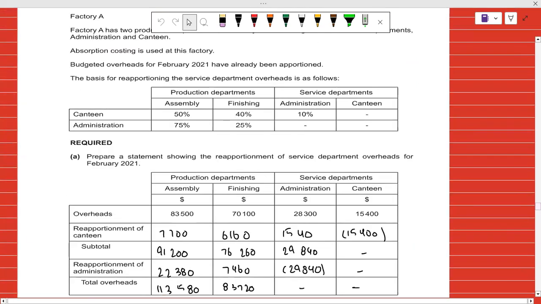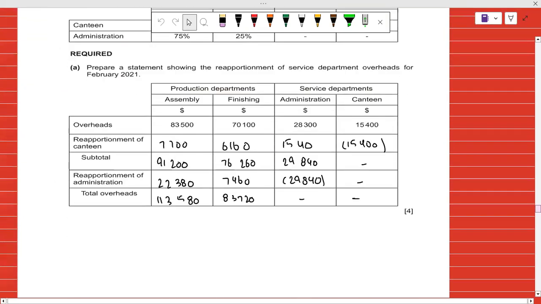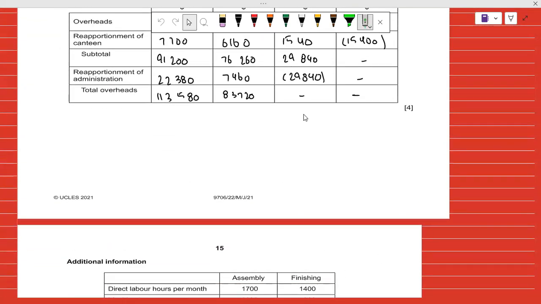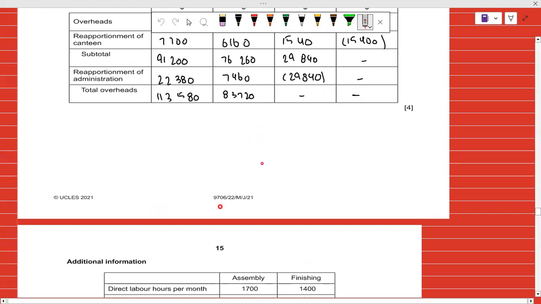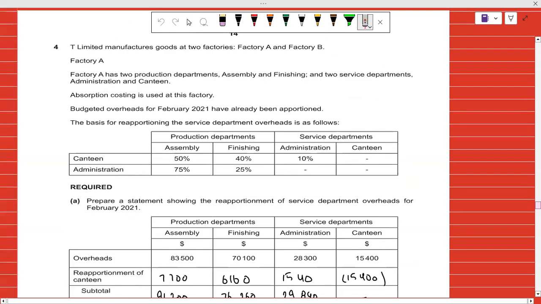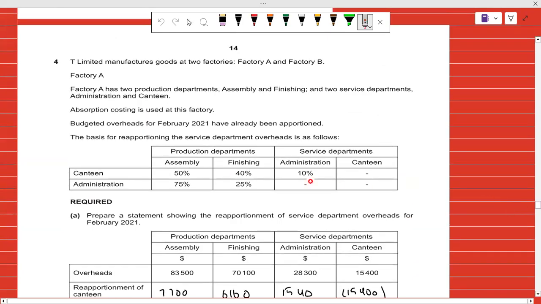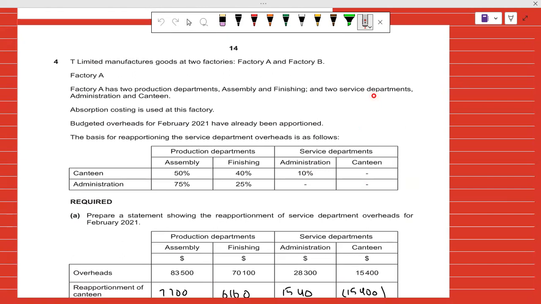Okay, so we have this paper. As we can see, this is your accounting Paper 2 and the variant is also 2, May/June 2021, and this is purely related to the topic of absorption costing and marginal costing. And we can say that these two topics are very important.